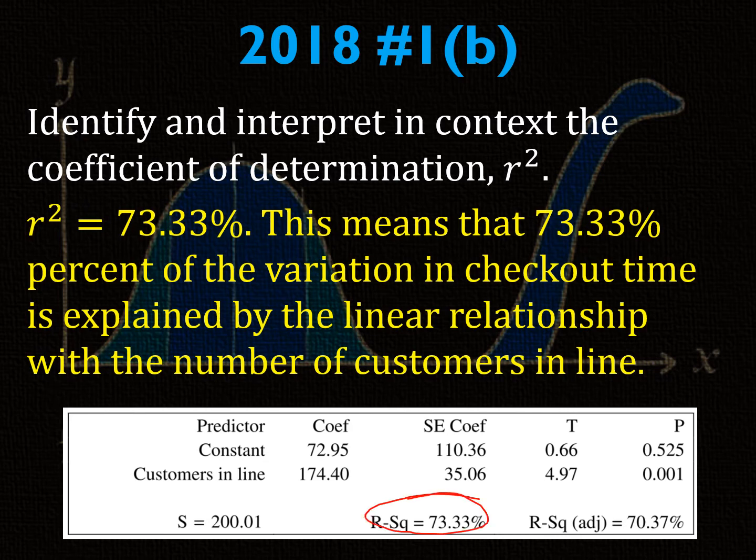Ignore the r squared adjusted. So that means that 73.33% of the variation in checkout time is explained by the linear relationship with the number of customers in line. Again, just remember the template for r squared.